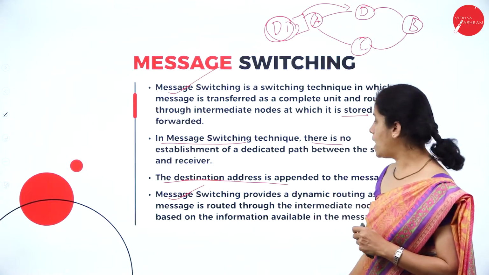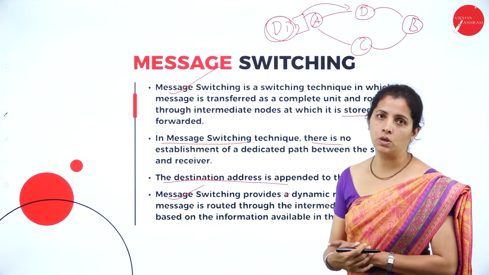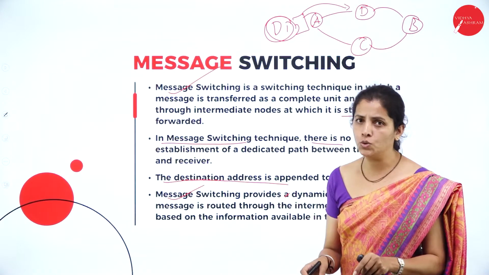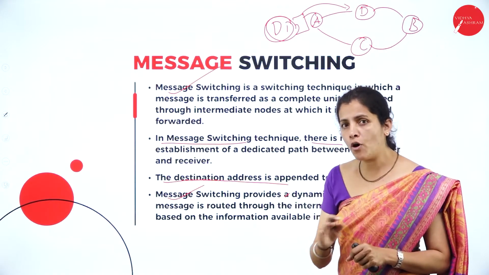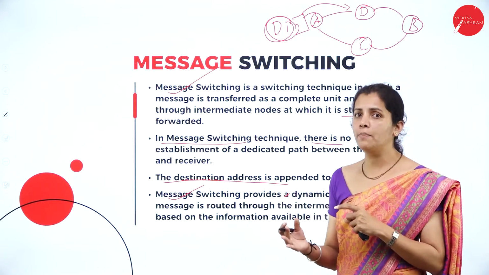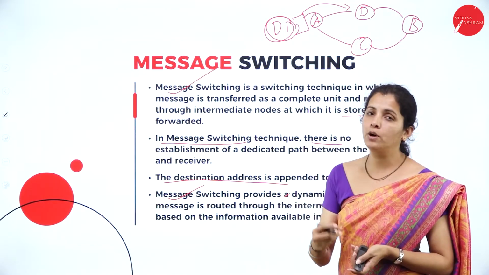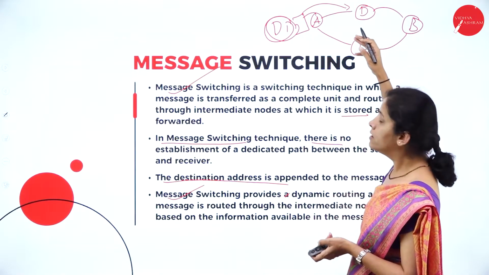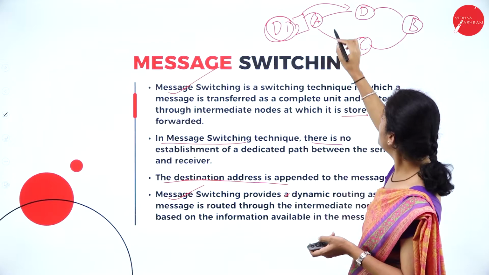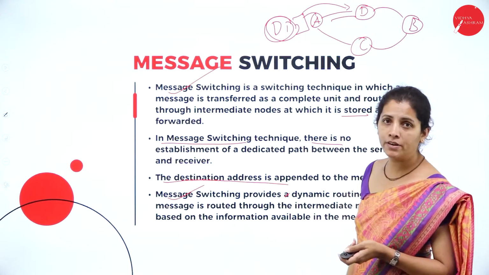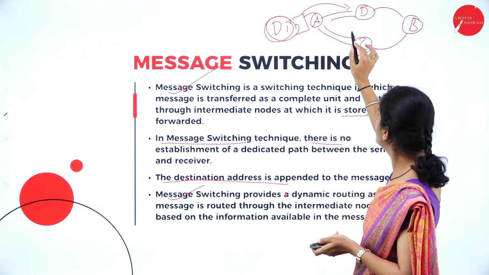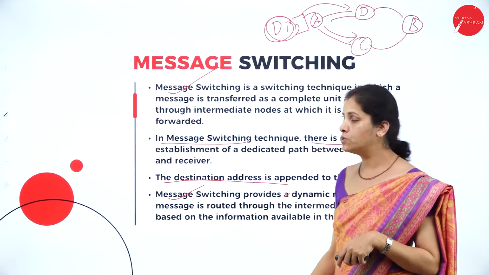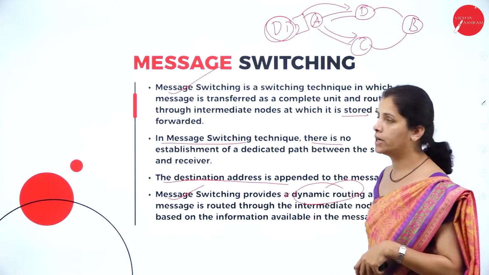Message switching provides a dynamic route. It's not static. Static in the sense of a fixed route, where each time I follow the same route. But with dynamic, each time I can change the route. If I consider this example, I have two routes. One time I can consider the first route, and the next time I can consider the second route. So each time I'm going to change the route. So it is known as dynamic routing.